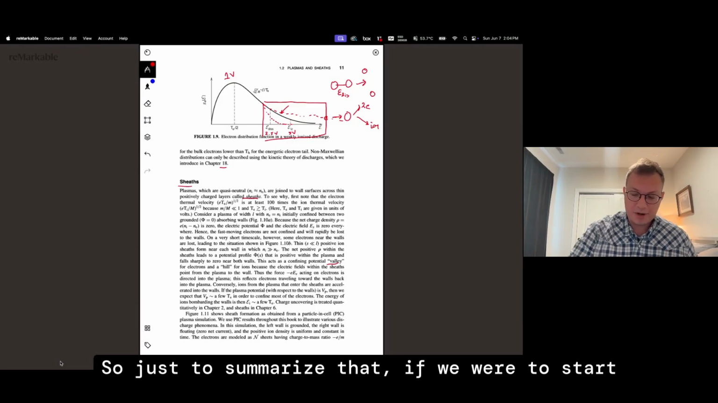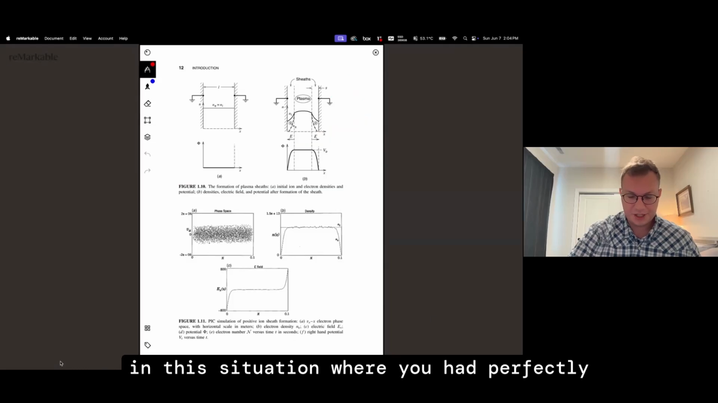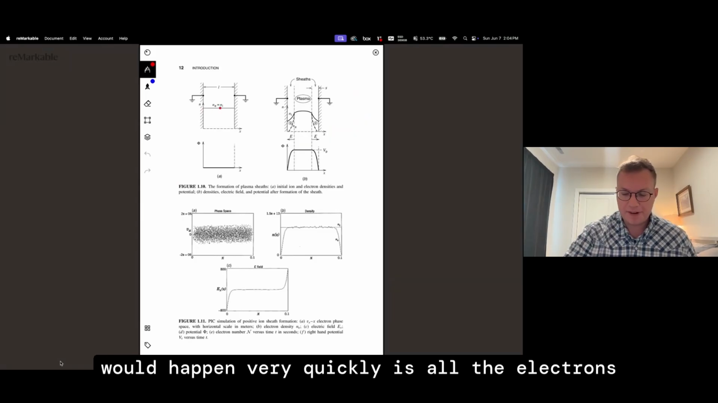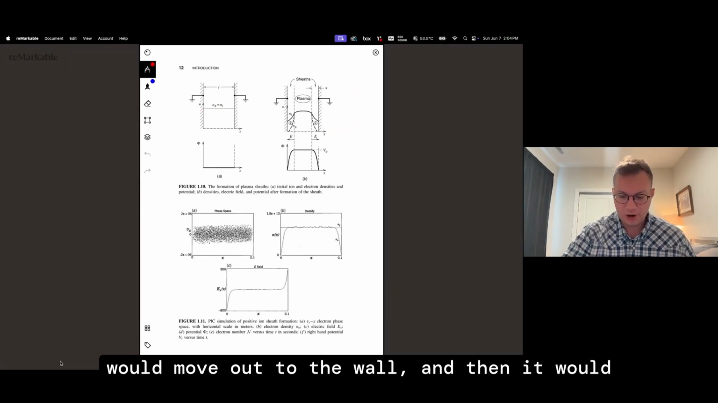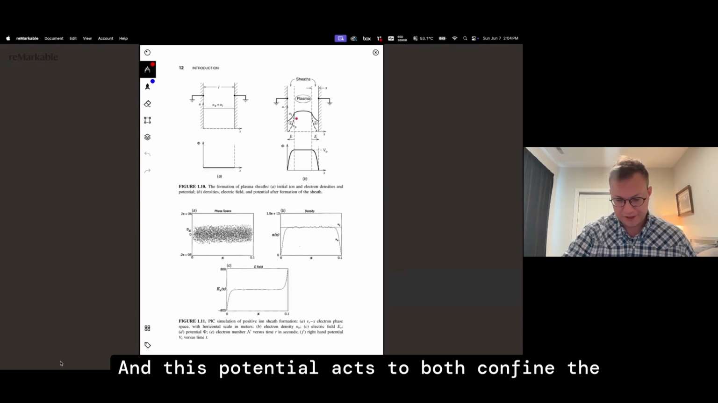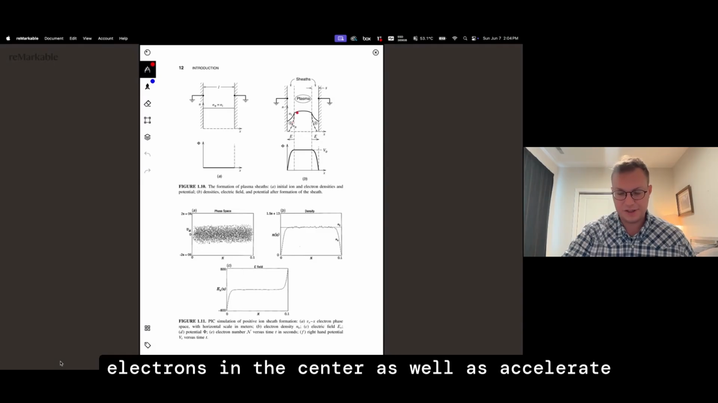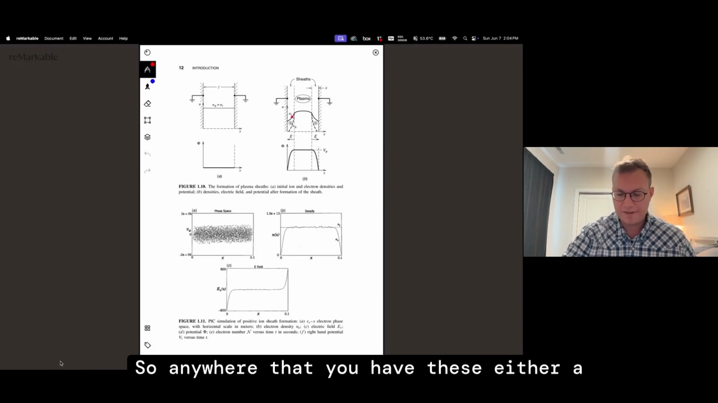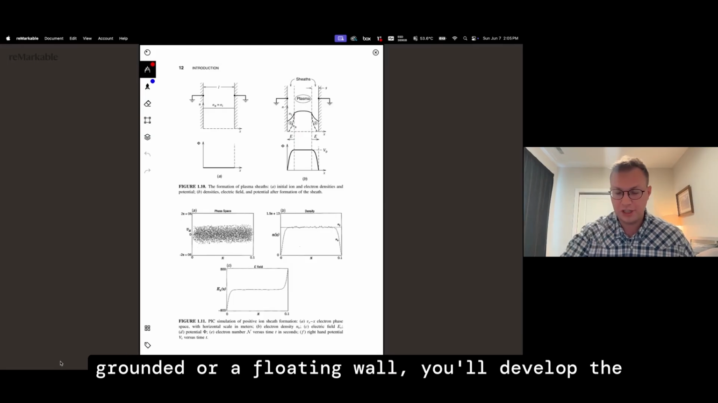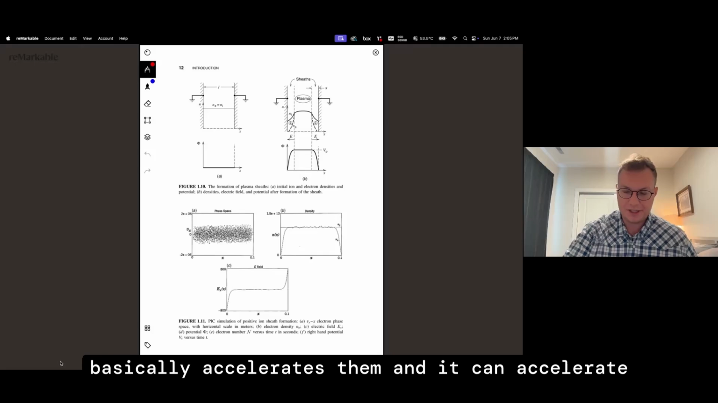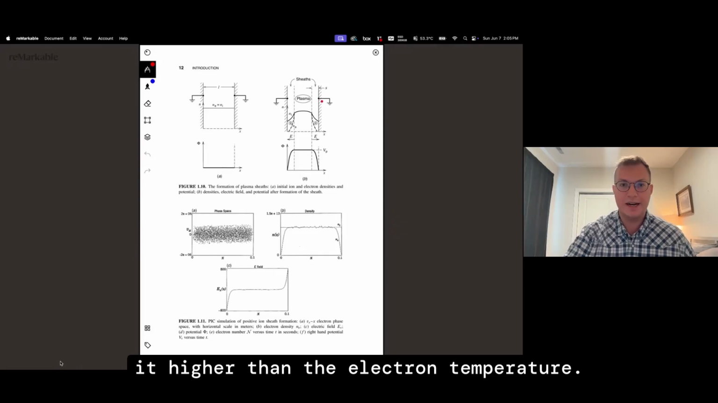So just to summarize that, if we were to start in this situation where you had perfectly uniform equal electron and ion density, what would happen very quickly is all the electrons would move out to the wall and it would create a charge imbalance that generates a potential. And this potential acts to both confine the electrons in the center as well as accelerate the ions outwards. So anywhere that you have either a grounded or a floating wall, you'll develop a sheath around it, which is really important because, like we said earlier, the sheath acts to give a bunch of energy to the ions and basically accelerates them, and it can accelerate them higher than the electron temperature.